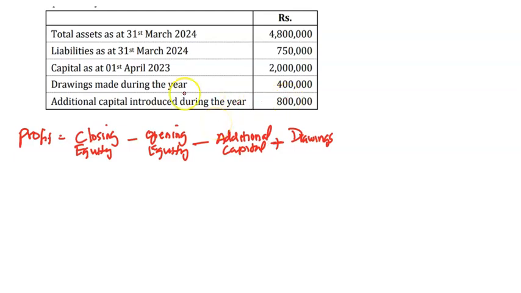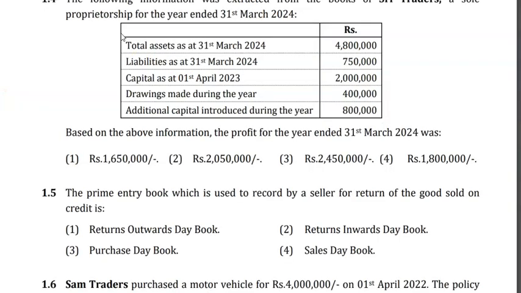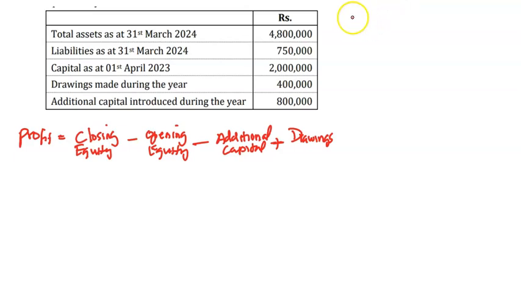You might have studied this equation in your first unit, so that it will be easier for us to continue with that. If you have any questions, you can comment, and I will reply. So closing equity, how can you find out the closing equity? They are telling you to find out the profit for the year ended 31st March 2024, as per the question. You have to find the profit for this.